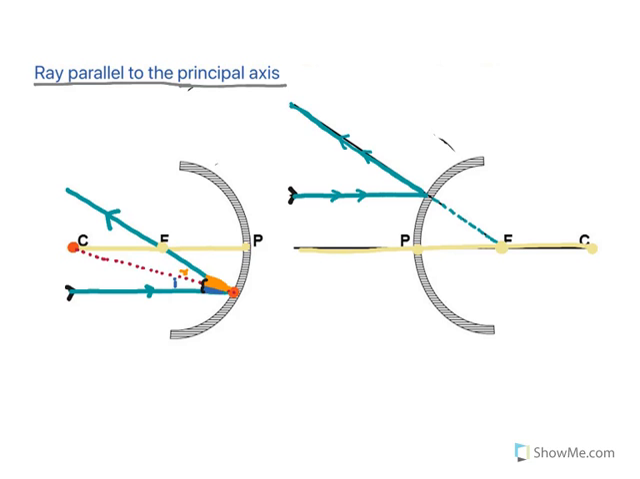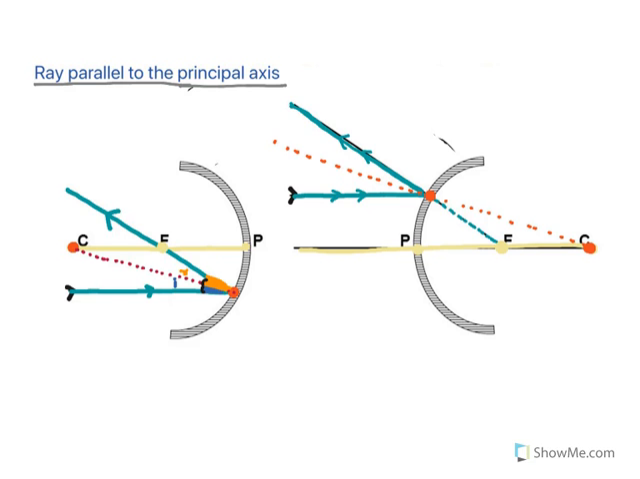Here is the focus. Now here again let us mark the angle of incidence and the angle of reflection. To know the angle of incidence and reflection, we must first draw the normal. To draw the normal, we join the center of curvature with the point of incidence. That line is the normal.